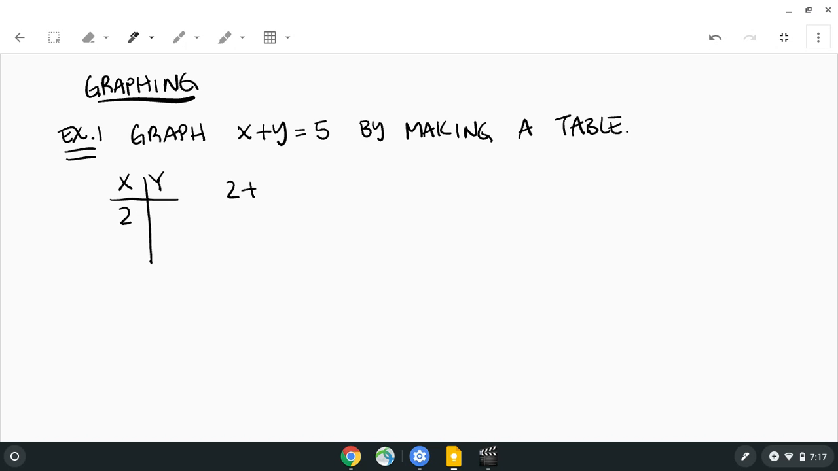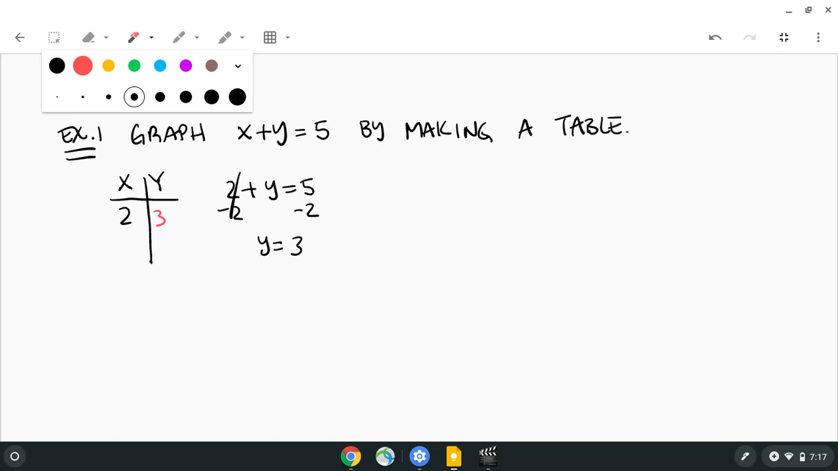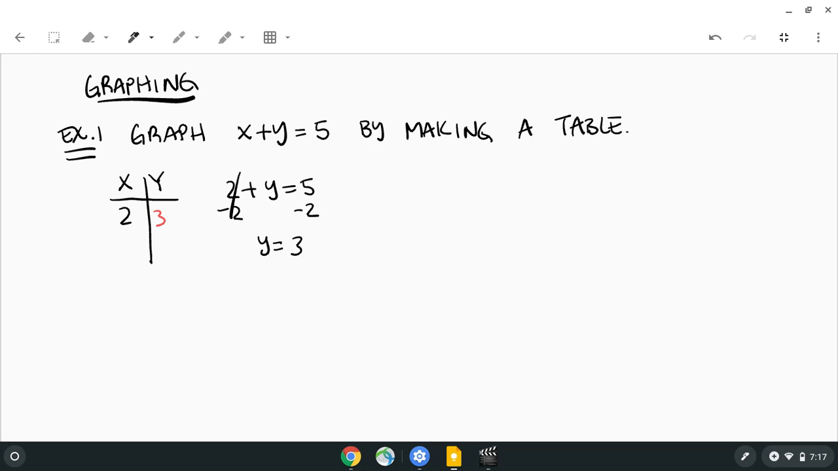Okay, so 2 plus y equals 5. Solving for y, I'm going to subtract 2 on both sides, and I get y equals 3. I'm going to go ahead and put that in a different color. So that's the one that we found. We chose 2, and we found its y partner, 3.